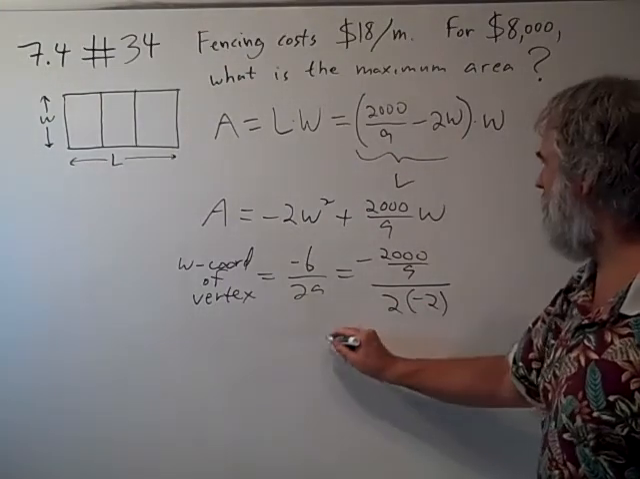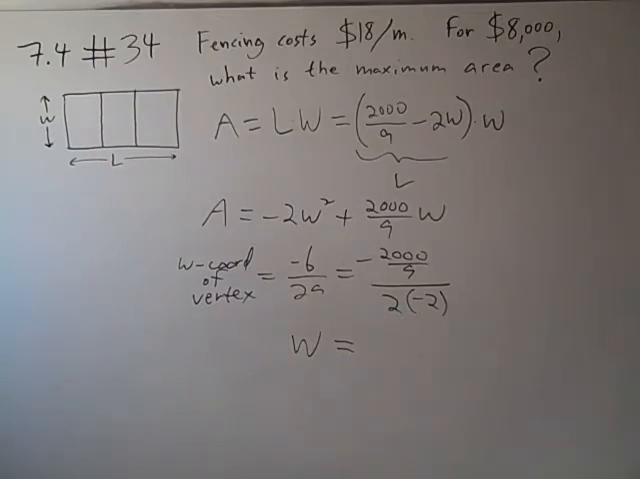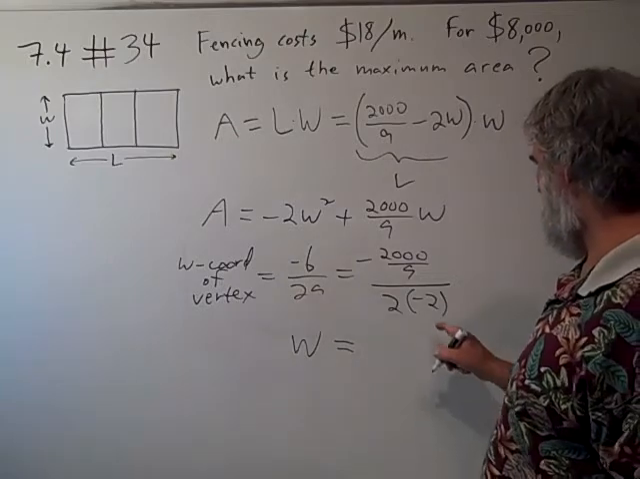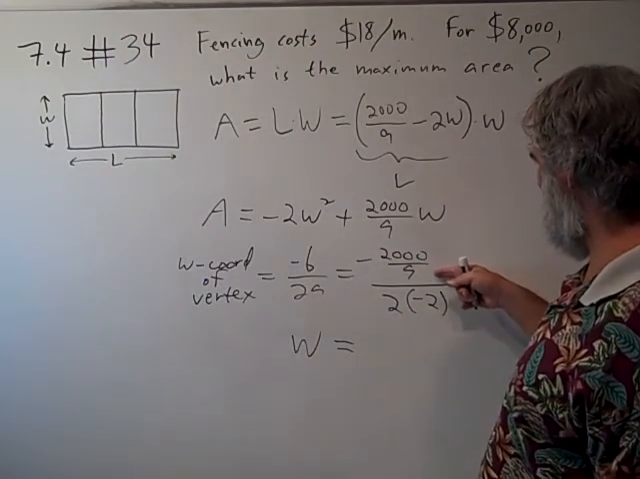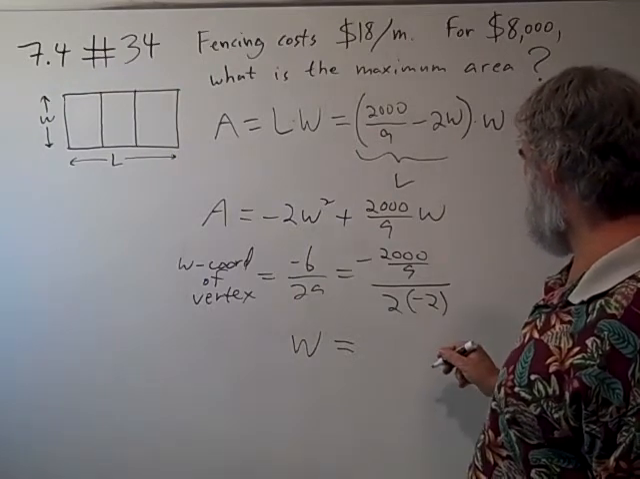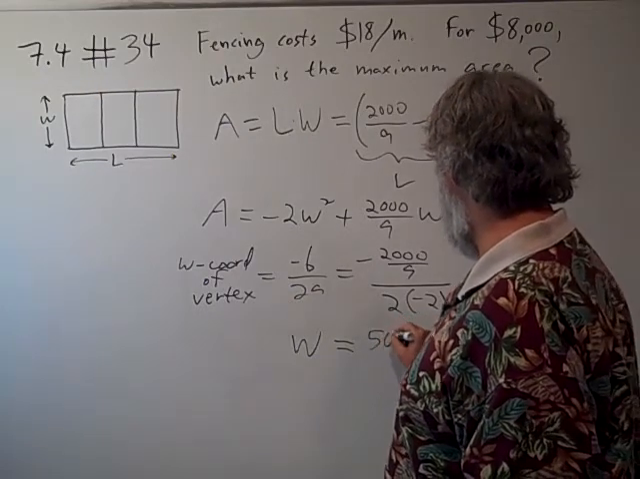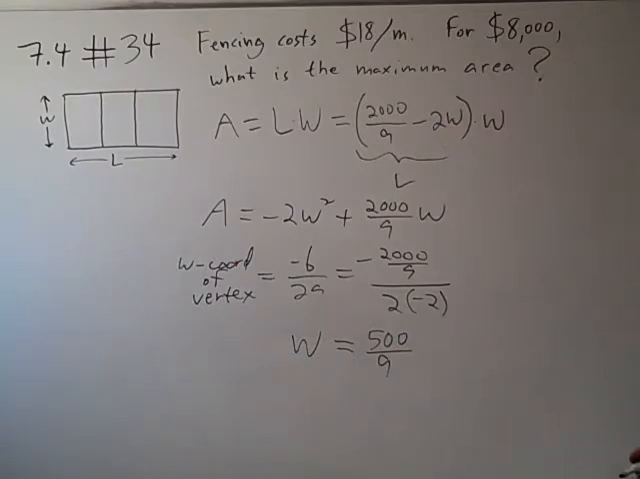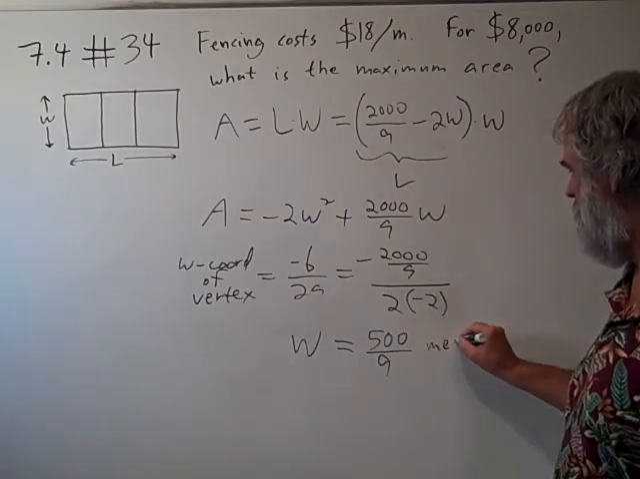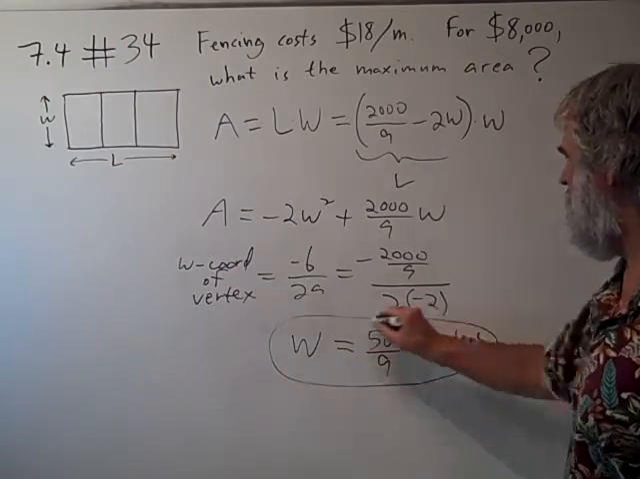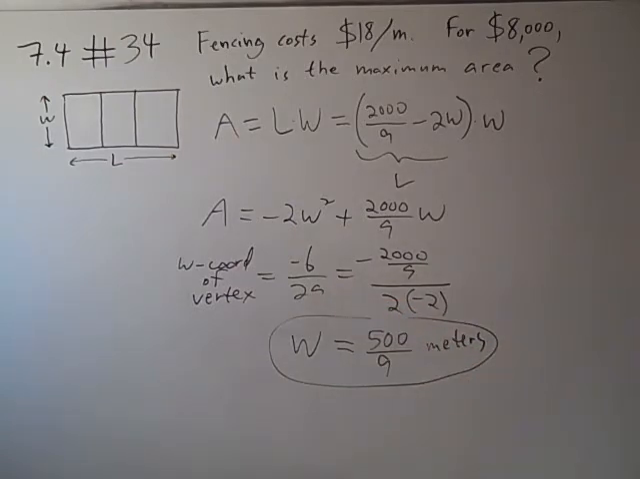So what we end up getting here, the W, the measurement W in meters that will give you a maximum area is this, and the negatives cancel out, and this is like 2,000 over 9 times 1 over 4. 4 goes into 2,000 500 times. So we end up with 500 divided by 9, and that's in meters. That's the dimension that will maximize the area, and now we have to substitute that value into our equation up here for the area to find the maximum area. So that's what we have to do last here.